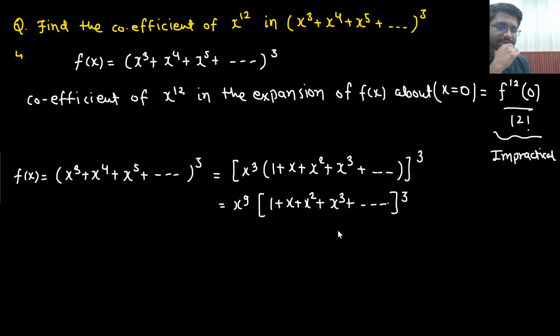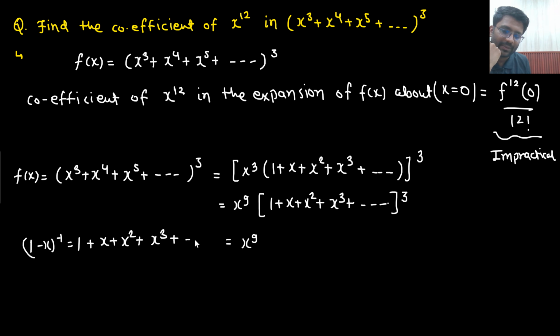Understandable? What is this? Have you seen it somewhere? X to the power 9, have you seen it somewhere? 1 minus x to the power minus 1. What was that? 1 plus x square plus x to the power 3 only. Or what you can think, if this expression is given, can you apply some formula? GP, do you remember the summation of GP? Infinite GP, a upon 1 minus r. What is a? First term is 1. 1 minus r, what is the value of r?